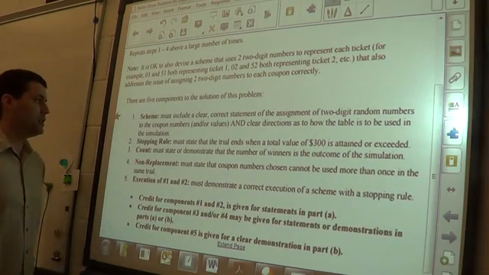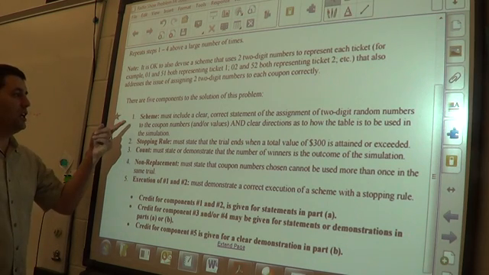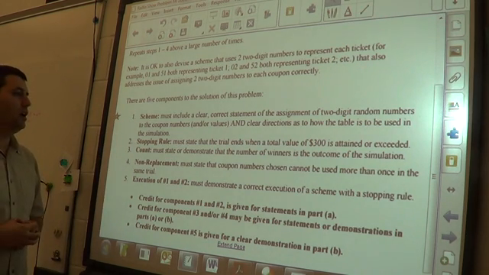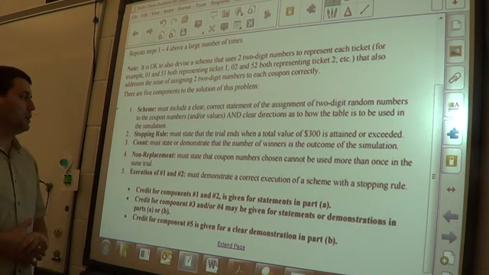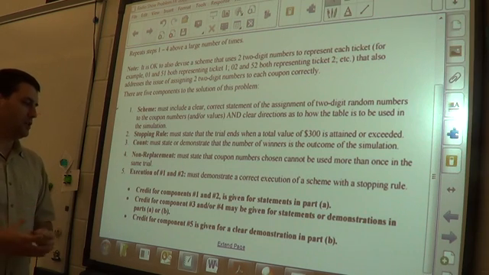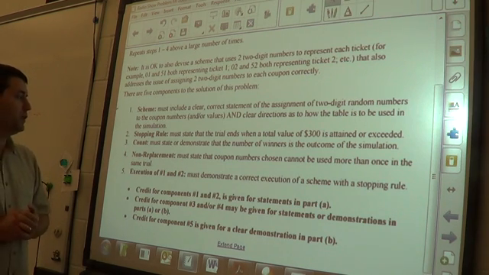So as we're grading this, they just did a couple of things. For your scheme, you'd have to have a clear, correct statement. You're welcome to pause this video and read this if you can see it. Hopefully it's showing up clearly. But this is how they would basically grade your response problem. Since you're seeing this pretty early in the year, you can feel free to read this over.